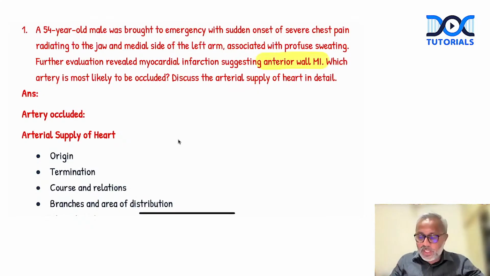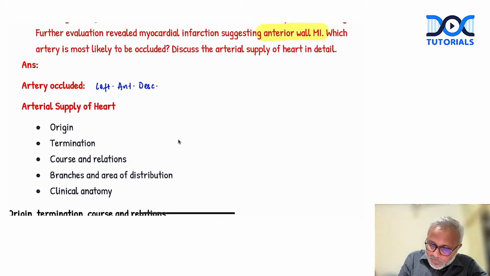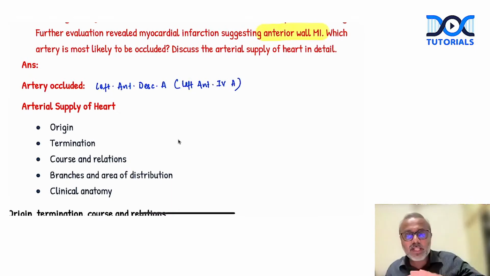Right? So, in anterior wall MI, which is the possible artery that is involved? The answer for this question, let's say, is the left anterior descending artery, right? Or commonly called the left anterior interventricular artery. This supplies the majority of the anterior wall of the myocardium, right?